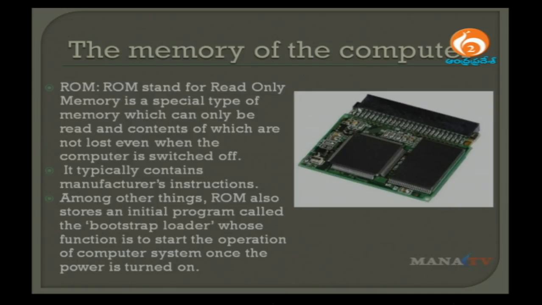For example, if you right click on your computer, you have properties and the details of the computer. Whenever you switch off your computer and switch it on again, all the details of your computer can be displayed. How is that happening? That is happening through ROM, that is, read only memory. All right. Now let us see the third point.